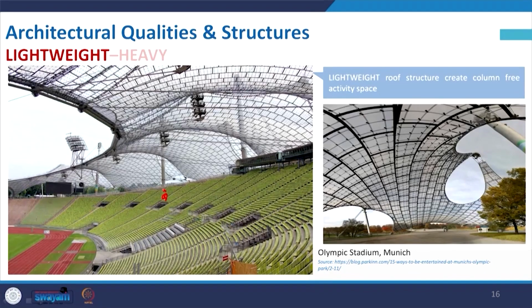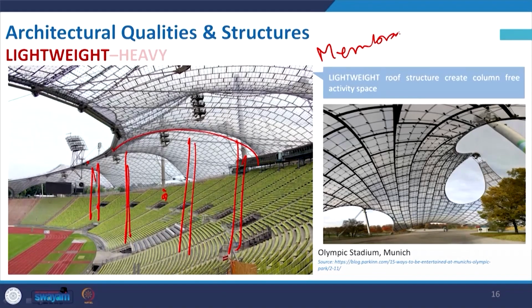So, we cannot have the heavy column structure to support the roof. So, that is the constraint. In order to overcome that constraint, we should think of some light structure. It is possible with some membrane structure. So, what is membrane structure?